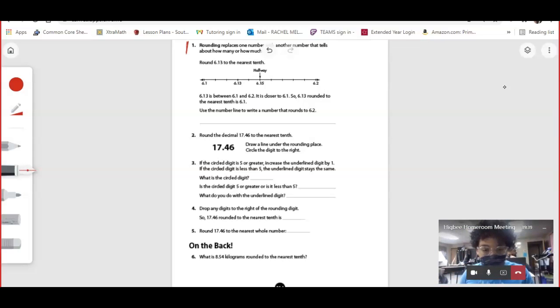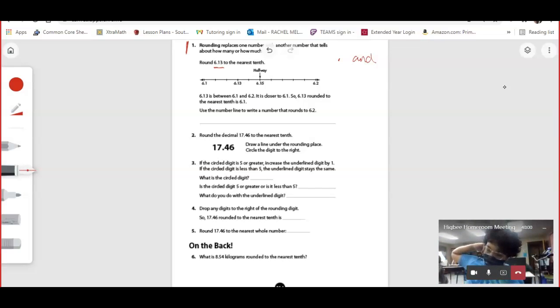Okay, so let's make sure we're reading our numbers correctly today. Remember that when we have a decimal, we always say the word and. Okay, so this number is 6 and 13/100ths. Okay, so what they're asking us to do, they're kind of walking us through it.